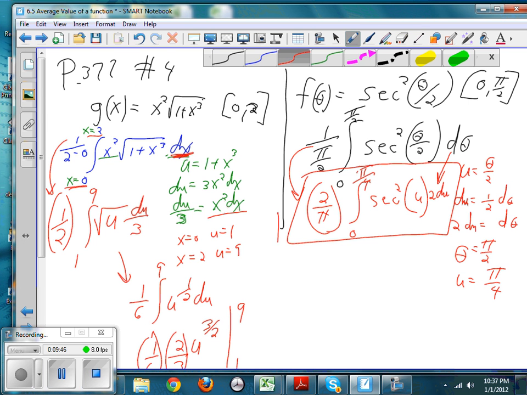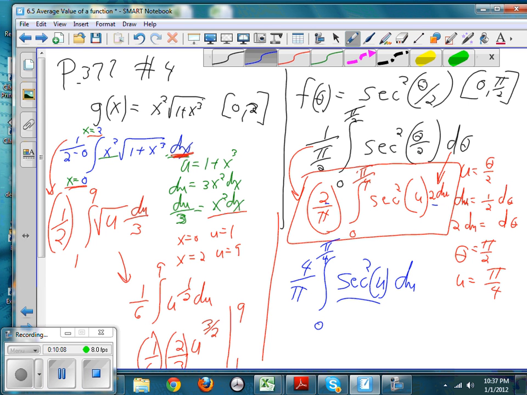Rewriting this, and I got to get rid of red, huh? Let's go to blue. This 2 comes out here. I'm going to get 4 over pi, 0 to pi over 4, secant squared of u du. What's the antiderivative of that? It's just something you need to know. That is the tangent of u. The derivative of the tangent is the secant squared. I'm going to evaluate that at pi over 4 and 0, and I've got 4 over pi.